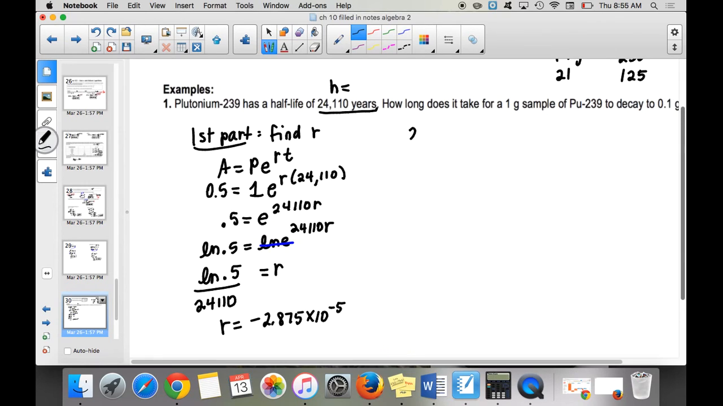And the second part of the problem says, how long does it take for 1 gram to decay to 0.1 grams? That's the second part of the problem. So the first part only uses the half-life. So now we're saying, okay, I'm starting out with 1 gram and I'm decaying to 0.1 grams. And my rate is still that negative 2.875 times 10 to the negative 5th. Do you want to write that every single time? I don't want to write that every single time.